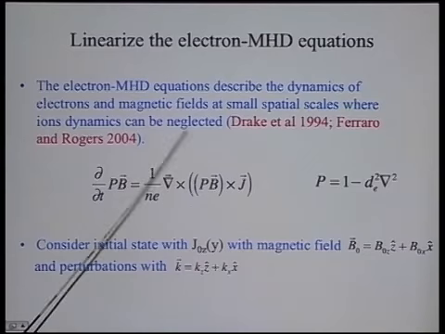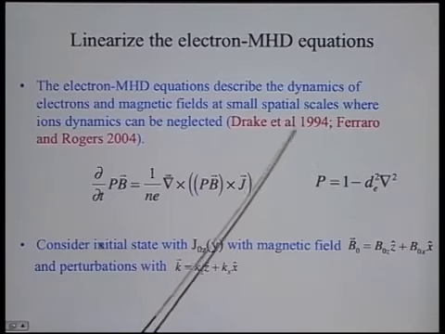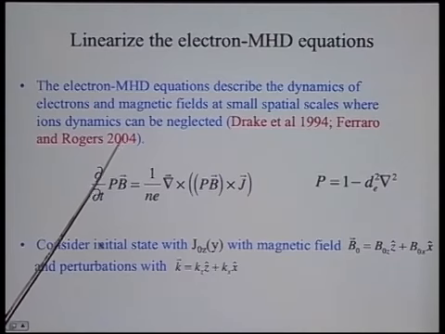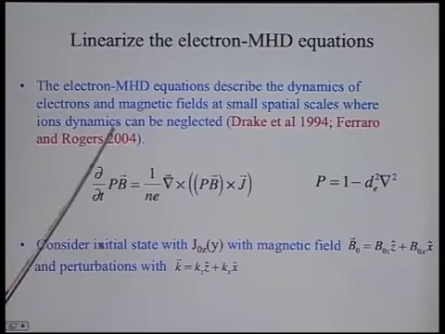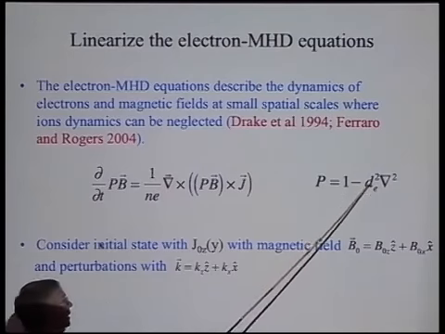And Ferraro and Rogers had a paper in '94 in which they simulated this type of thing in 3D, and then Barrett has a paper, Ferraro and Rogers in 2004, in which they also looked at this equation. So in the electron MHD equation, the ions are held fixed, but it's fully electromagnetic because anytime the electrons move, they produce magnetic fields because the ions are not moving. So the electron mass comes in through here.